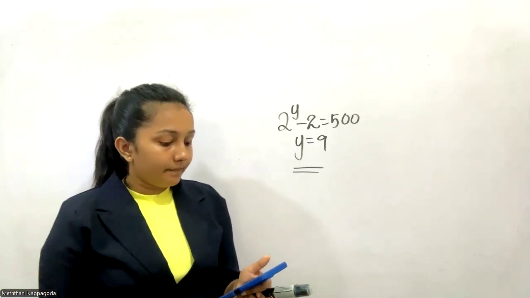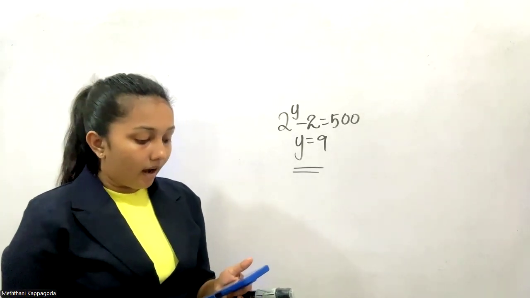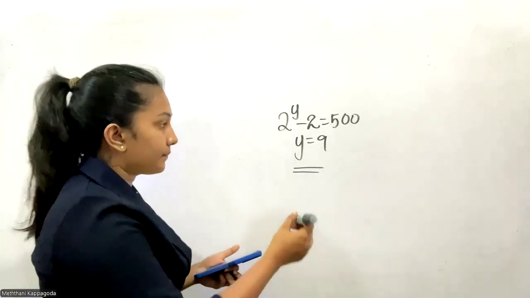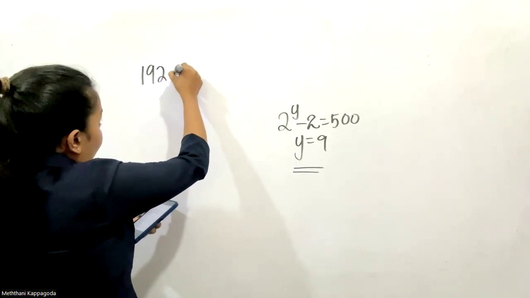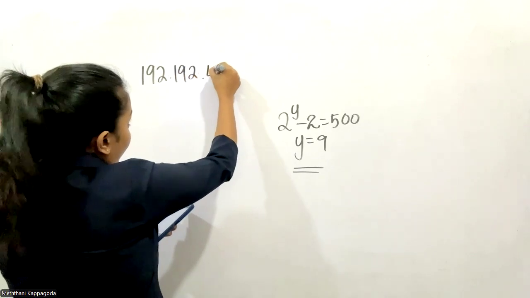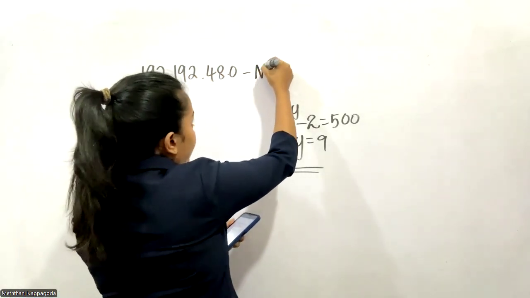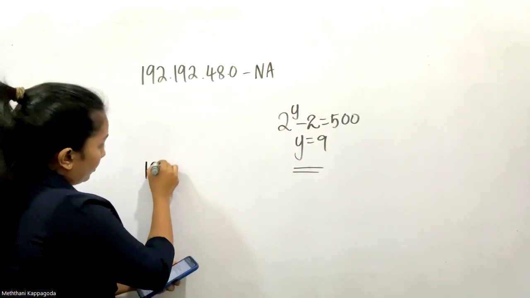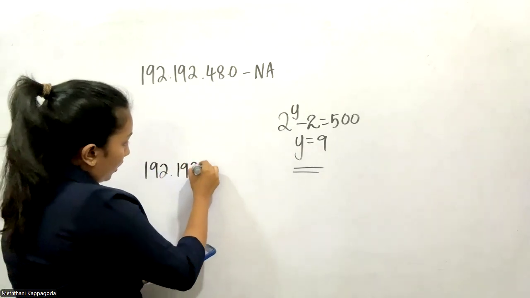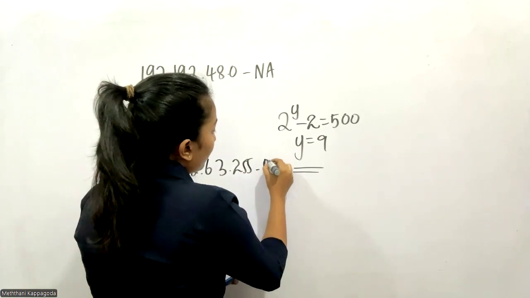Question number 15. The first and the last IP addresses of a subnet are 192.192.48.0, the first address. It means my first address is the network address. Then the last address is 192.192.63.255. It means the broadcast address.